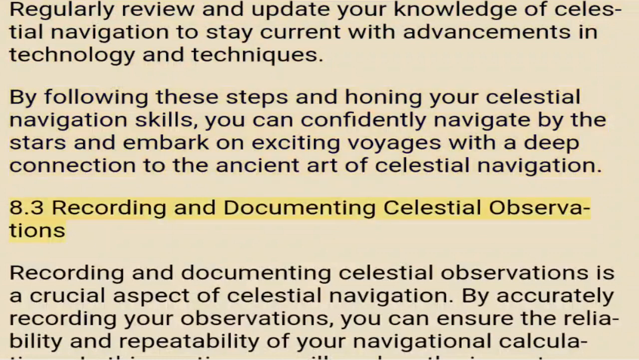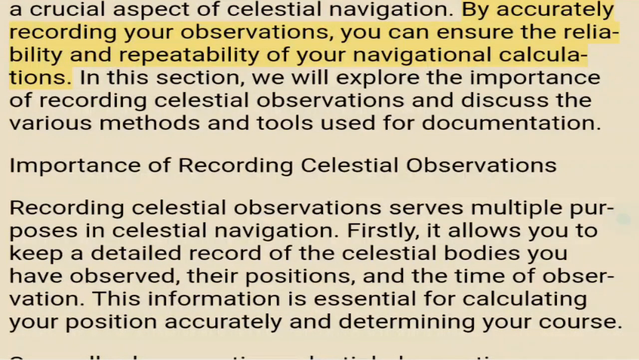8.3 Recording and documenting celestial observations. Recording and documenting celestial observations is a crucial aspect of celestial navigation. By accurately recording your observations, you can ensure the reliability and repeatability of your navigational calculations. In this section, we will explore the importance of recording celestial observations and discuss the various methods and tools used for documentation.